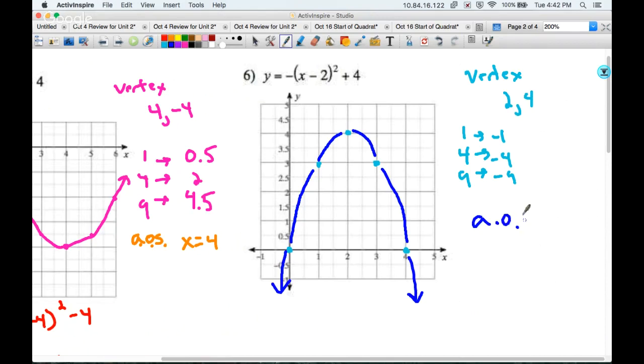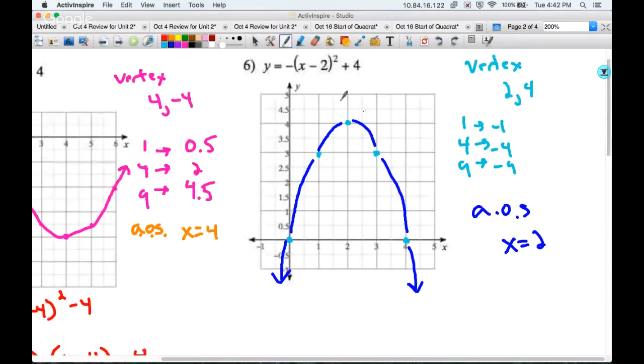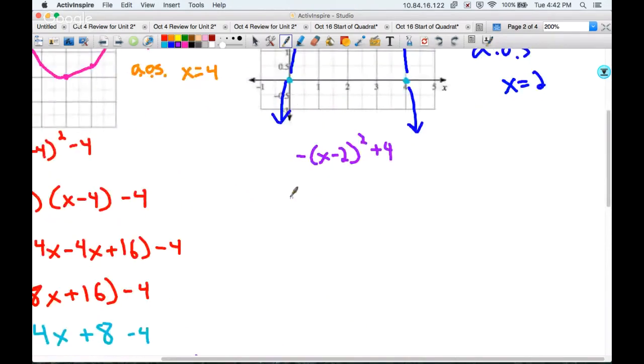Our axis of symmetry is going to be x equals 2. That'll create a vertical line at 2. And let's set up to convert this to standard form. Negative (x minus 2) squared plus 4. Expand that exponent: x minus 2 times x minus 2.